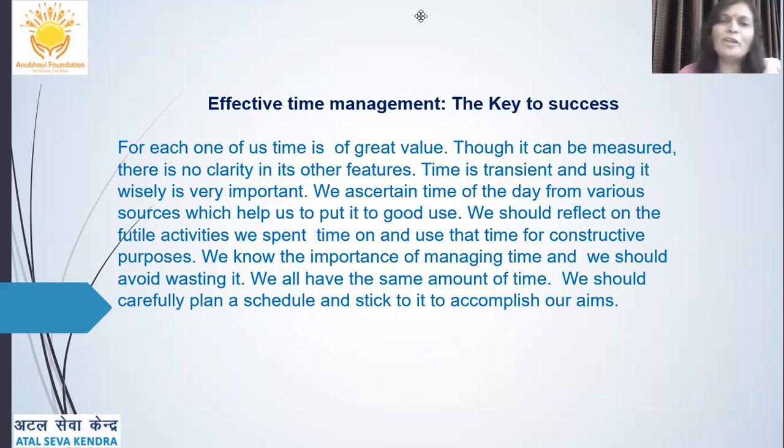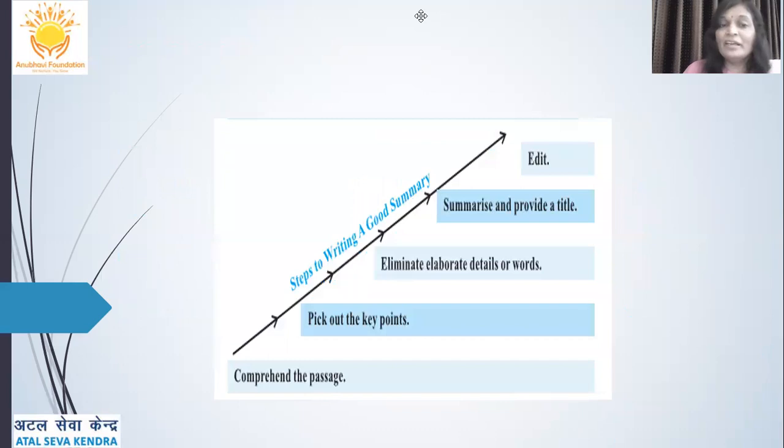We know the importance of managing time and we should avoid wasting it. We all have the same amount of time. We should carefully plan a schedule and stick to it to accomplish our aims. All right. So this is how we summarize. All right. So what have we done? First, we understood the passage thoroughly, the message, the central idea of the passage. So what did we do? We first comprehended the passage well.